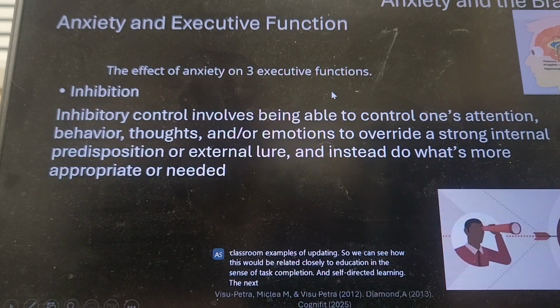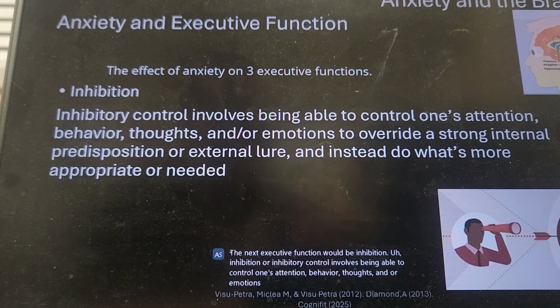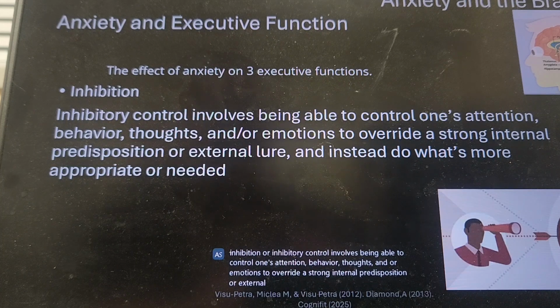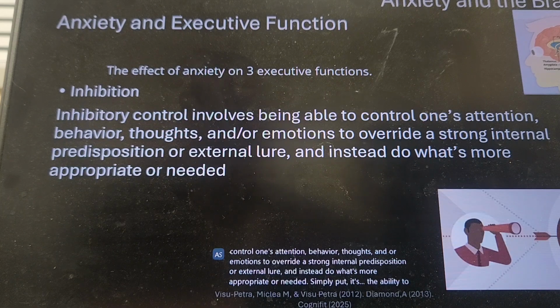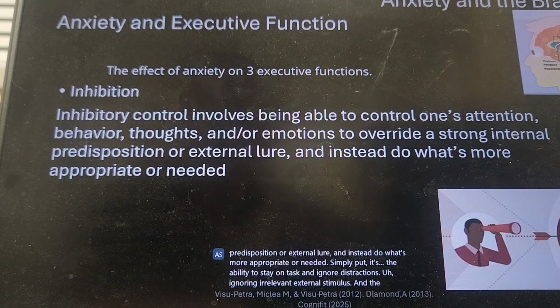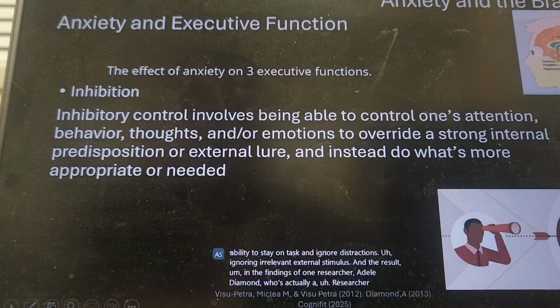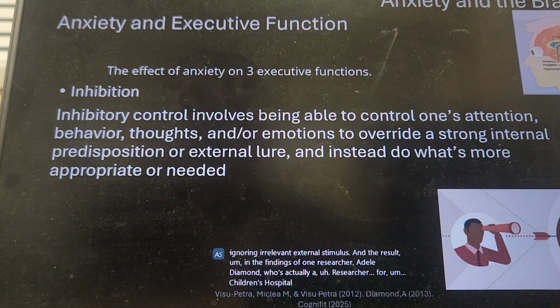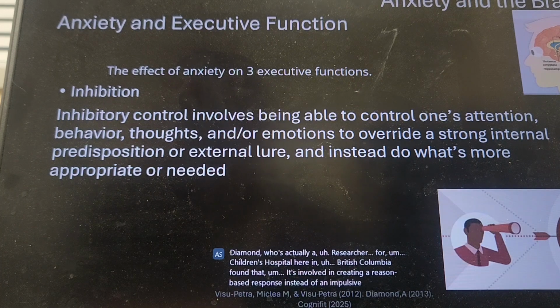The next executive function would be inhibition. Inhibition or inhibitory control involves being able to control one's attention, behavior, thoughts, and or emotions to override a strong internal predisposition or external lure and instead do what's more appropriate or needed. Simply put, it's the ability to stay on task and ignore distractions, ignoring irrelevant external stimulus. And the findings of one researcher, Adele Diamond, who's actually a researcher for Children's Hospital here in British Columbia, found that it's involved in creating a reason-based response instead of an impulsive or automatic response.